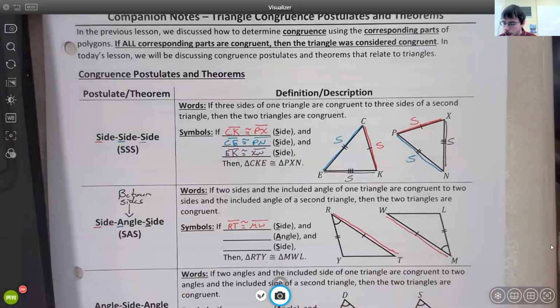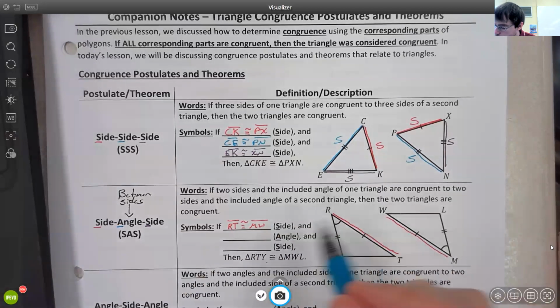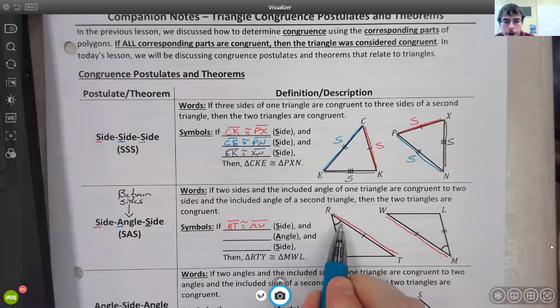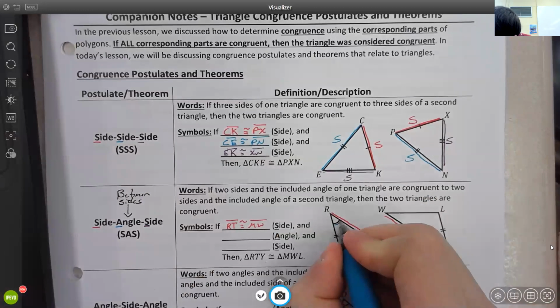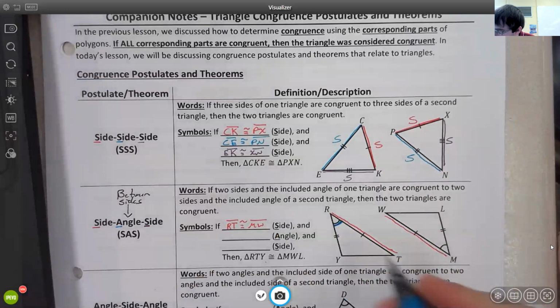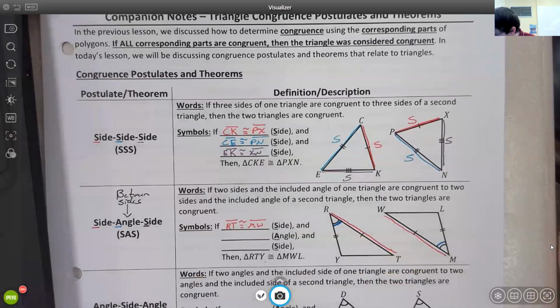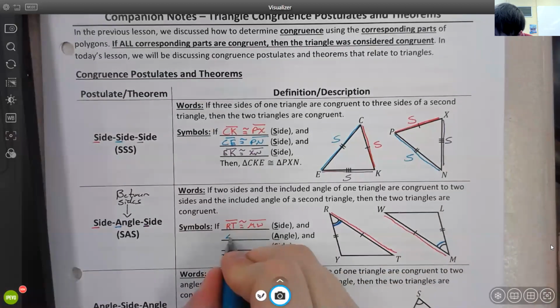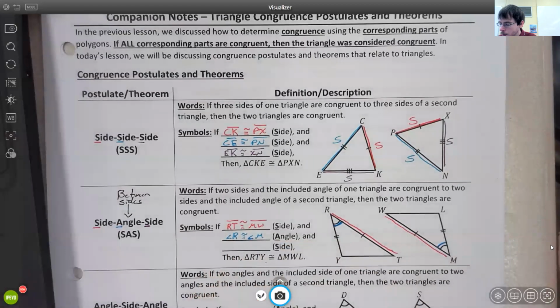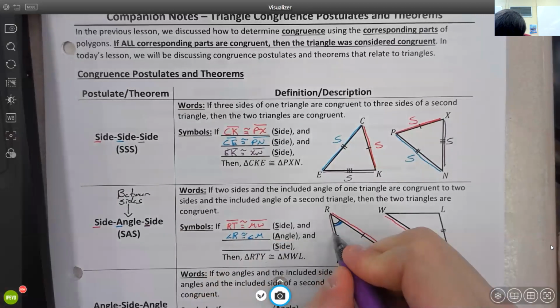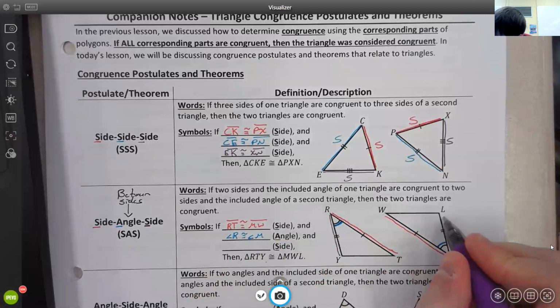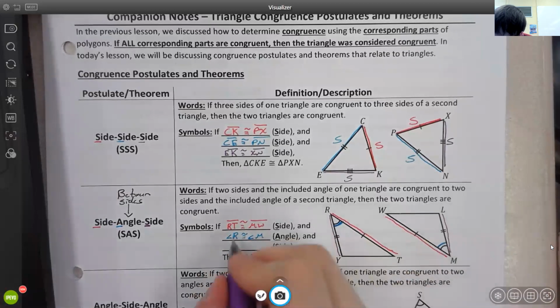All right, next up, we're going to look at our angle. And so our angle here, we have an angle right here. And the only other angle that's in here is M. So angle R is congruent to angle M. And then we have our side RY is congruent to ML.